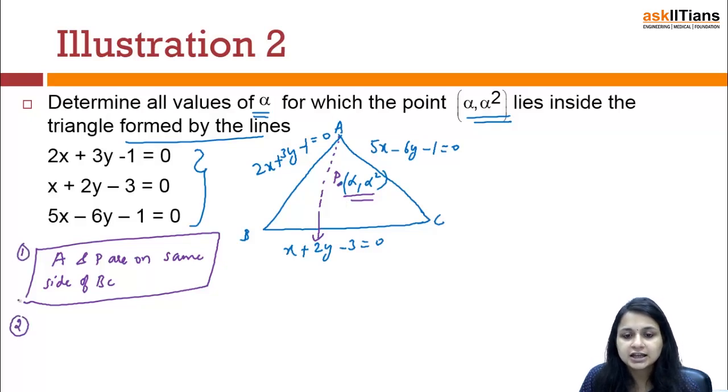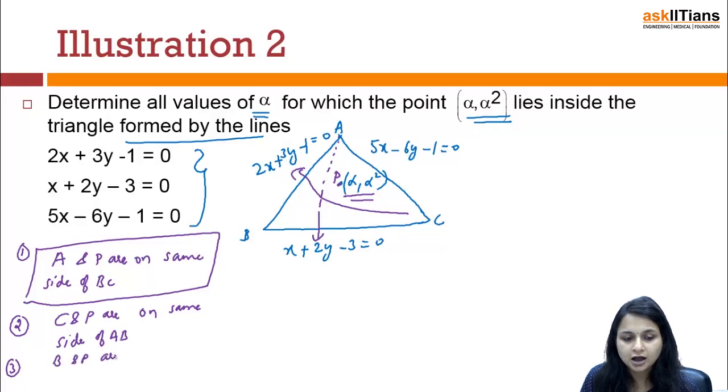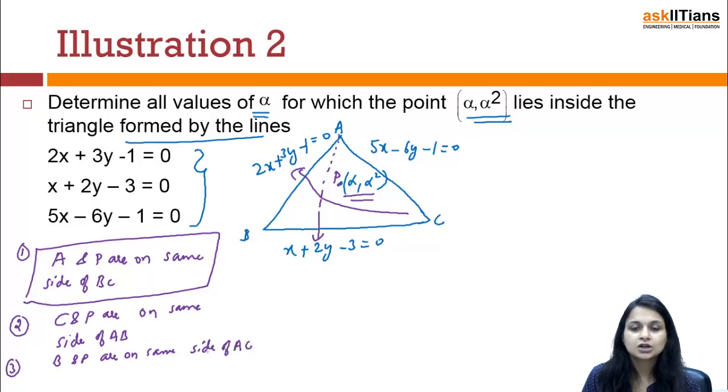This is the first concept. The second concept will be what? If I put point C in this line, I will say that C and P are on the same side of AB. And finally, the third concept that I will be using is that B and P are on the same side of AC. So what I have to do, students, is get all the points A, B and C, check the sign and make three inequalities. So, let's do it. Let's try to find out points A, B, C and their signs and then finally the inequalities. So, let's make the triangle.